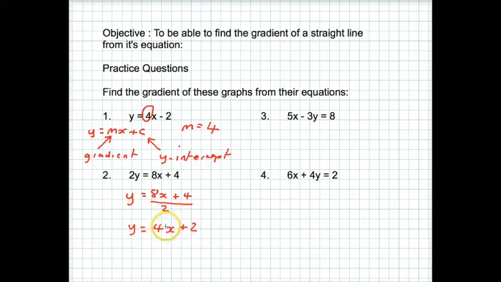We've now got it in the form of y equals mx plus c, so we can see that the m is represented by the 4, so the gradient for this one is also 4.